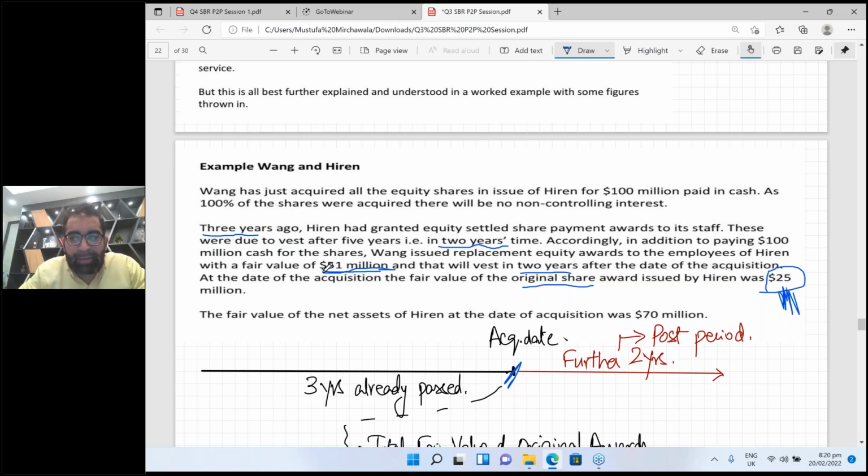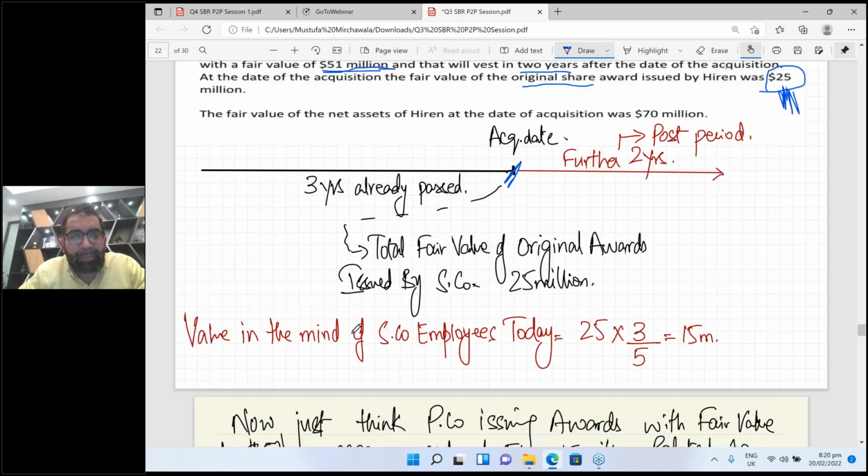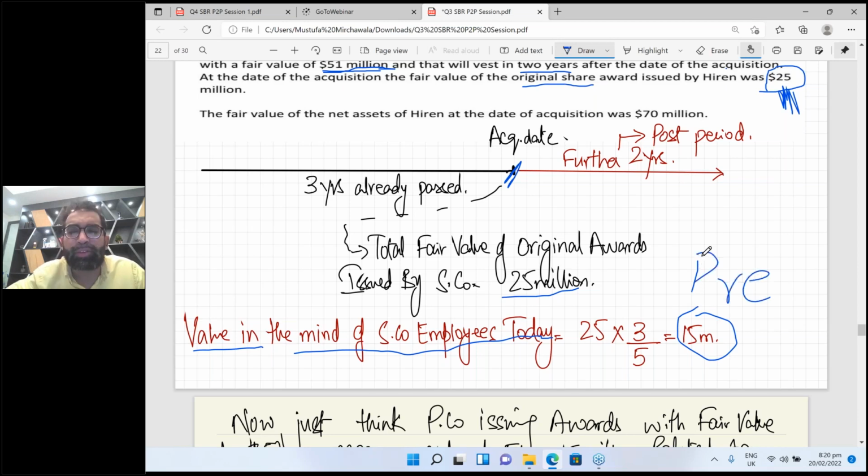Come on, check it. See, I've used some different wordings. Total fair value of the original awards issued by S company is 25 million. I was using the word responsibility on the shoulders of S company. Now I've used a different word: value in the mind of S company employees today. S company's employees were expecting this 25 into 3 upon 5, which is 15. So this relates to the pre-period.